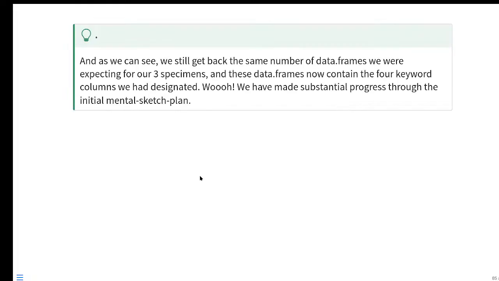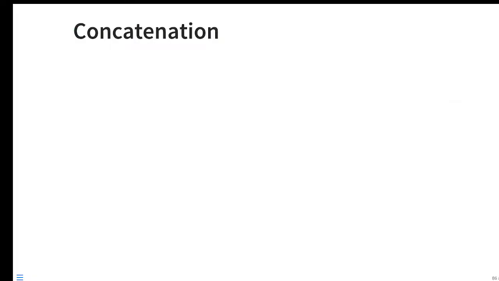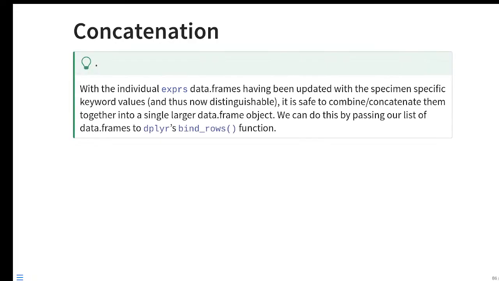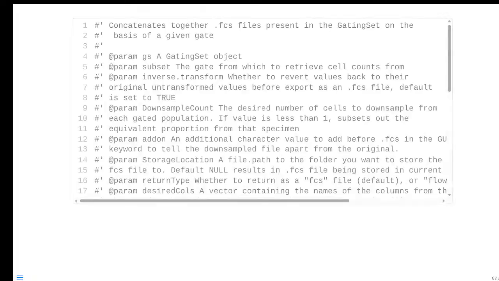So, woo, we have made substantial progress through the initial mental sketch plan that we had at the beginning of this walkthrough. With those individual experts data frames now updated with the specimen-specific keyword values so that they are distinguishable, we are safe when it comes time to concatenate them together into a single larger data frame style object. We can do this by passing that list of data frames to the dplyr bind_rows function, which will remove the list formatting and combine them together into a larger data frame. What this would look like in practice, we're running all the way down.